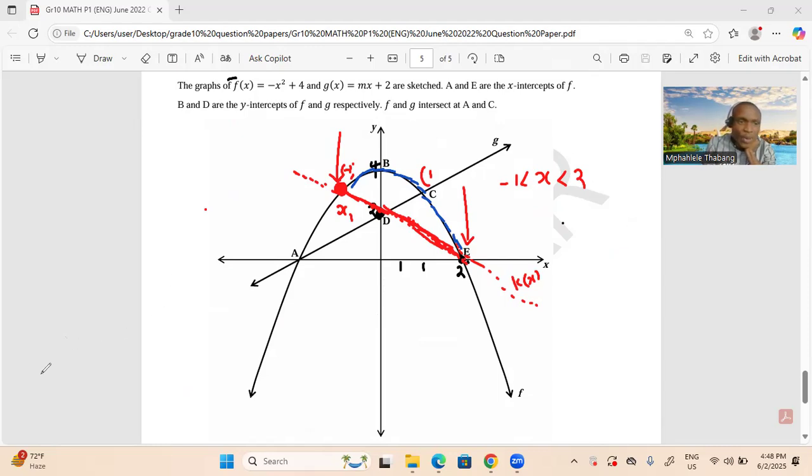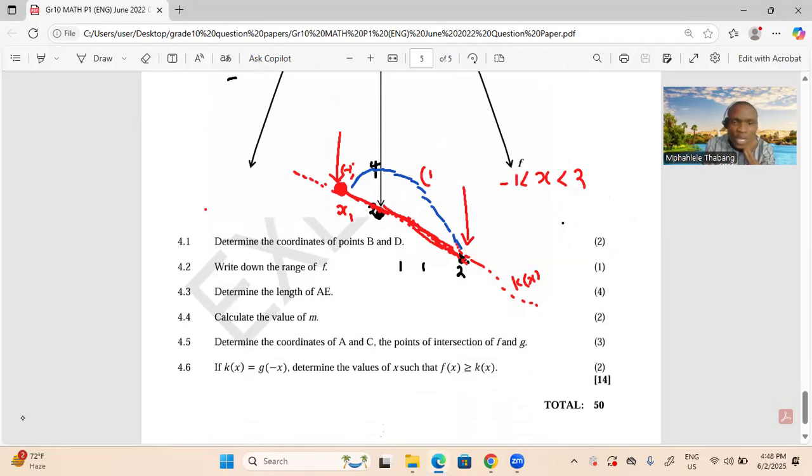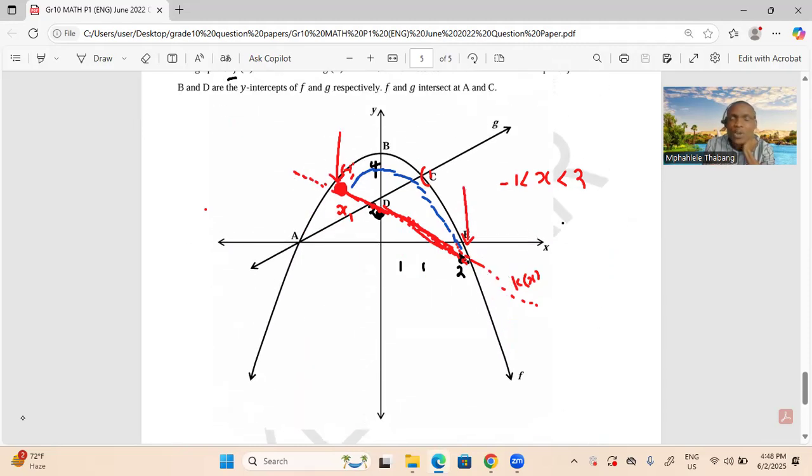I think that was the last question on a quadratic function. Watch out for more videos. In the other videos, I will be dealing with the hyperbola alone and the exponential function alone. So make sure that you also get those videos.